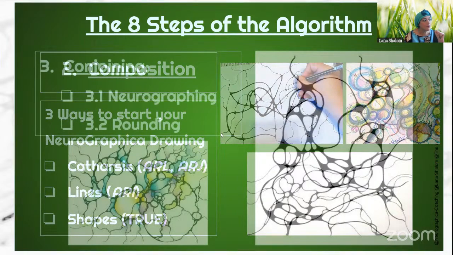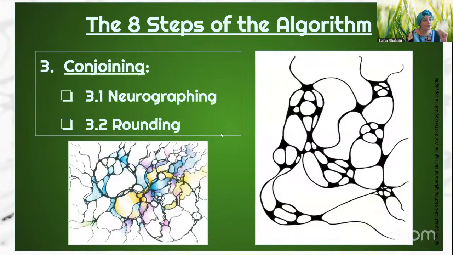Step number 3 that we talked about in detail yesterday has two parts. One was neurographing. Notice, right? You go over the line with a neuro line. That's called neurographing. And part 2 of step 3 is rounding. When you start rounding, that's part 2 of step 3, conjoining. Okay?